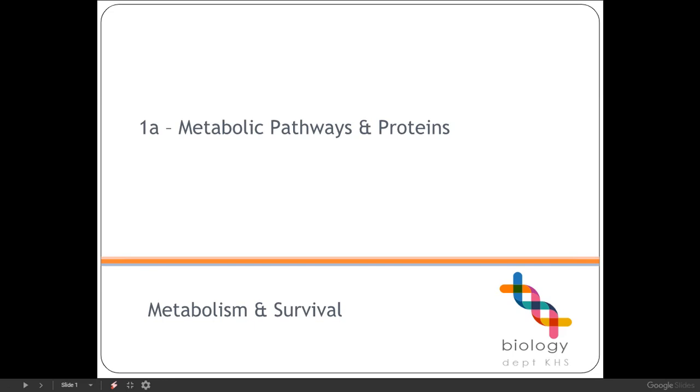Hello and welcome to this lesson for Higher Biology. This is the first lesson in the second unit, which is Metabolism and Survival. And this lesson is looking at metabolic pathways and proteins.